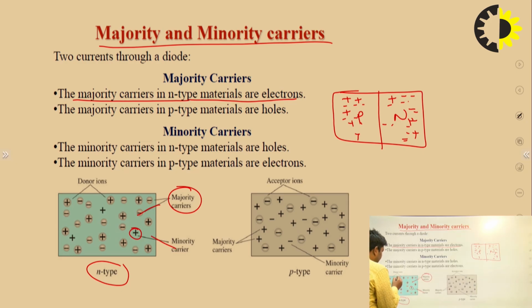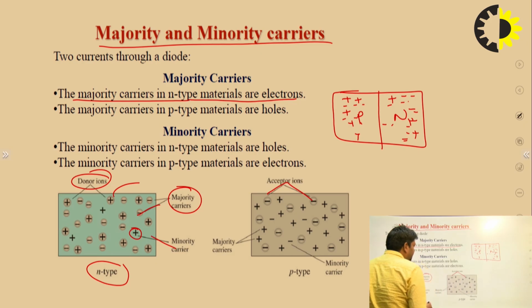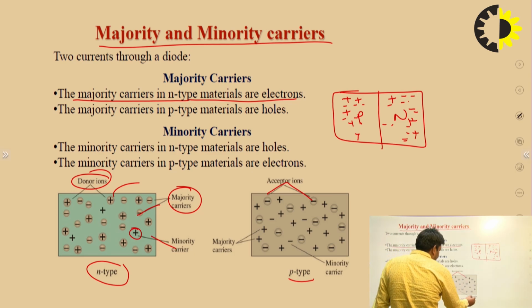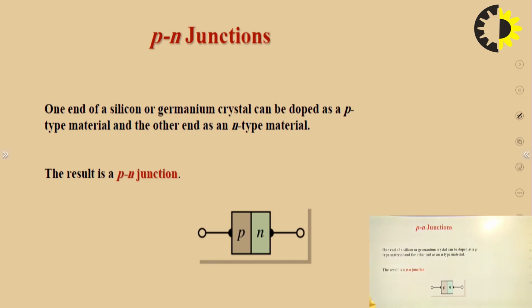The donor ions are positive and the acceptor ions are negative, so the p-type material is also called the acceptor ions material. In p-type material, the minority carriers are electrons and the majority carriers are holes. So the first example of a semiconductor device is the p-n junction diode.